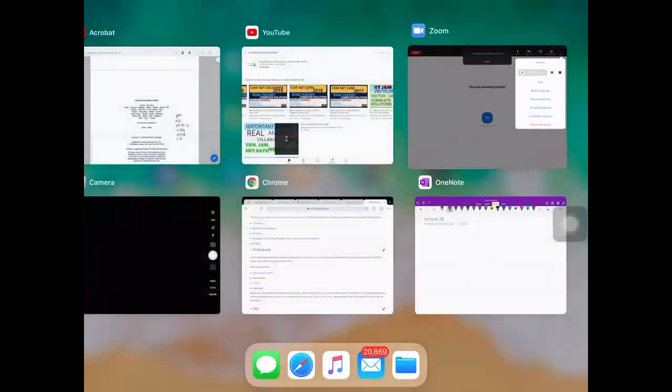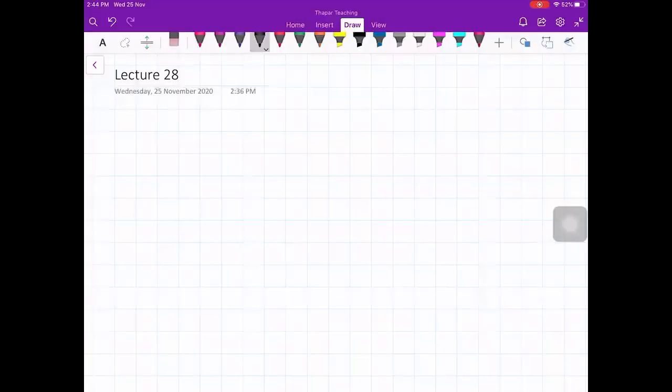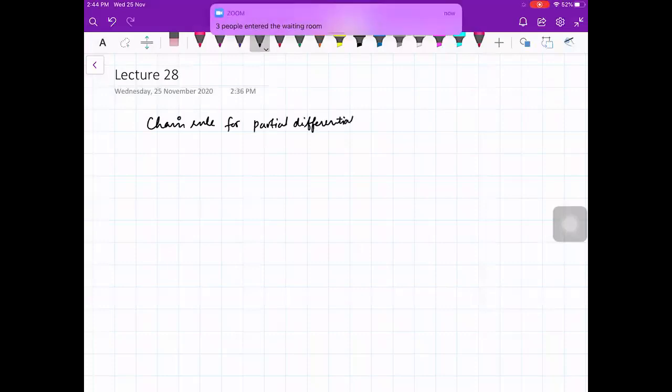So in the last class, we discussed the chain rule for partial differentiation. We'll do one or two more problems and then we will move on to the next exercise.